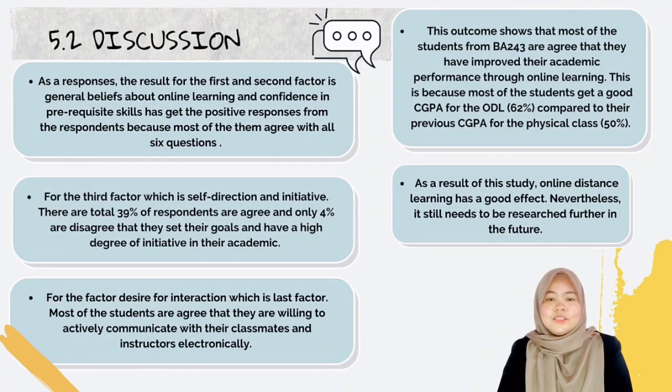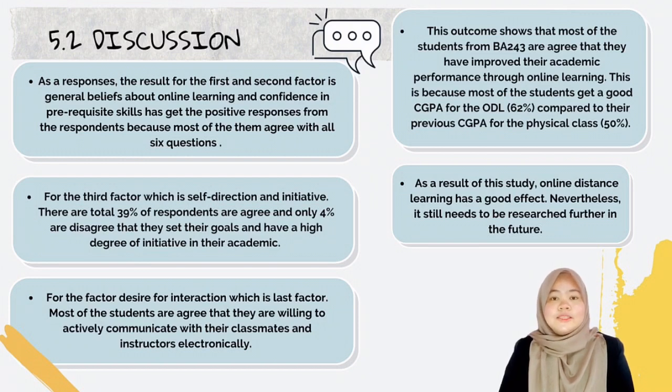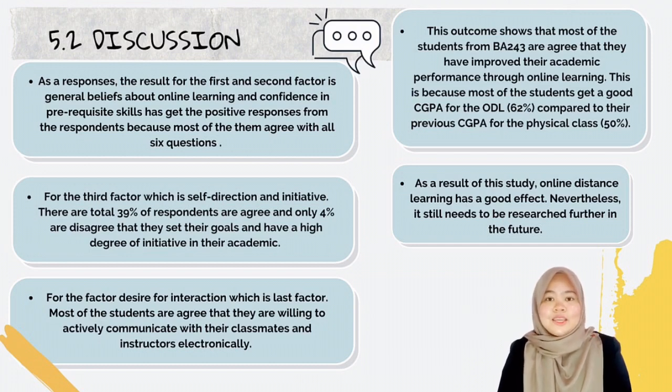As a response, the results for the first and second factors, which are general belief about online learning and confidence in prerequisite skills, got a positive response from the respondents because most of them agree with all 6 questions. For the third factor, which is self-direction and initiative, a total of 39% of respondents agree and only 4% disagree that they have a high degree of initiative in their academic work. For the last factor, desire for interactions, most of the students agree that they are willing to actively communicate with their classmates and instructor electronically.